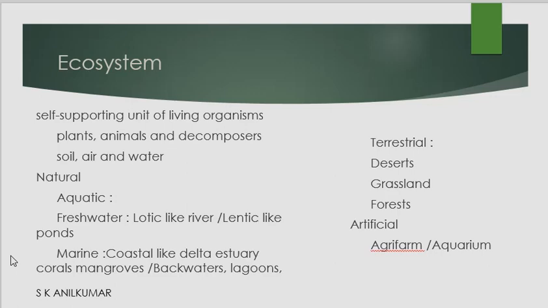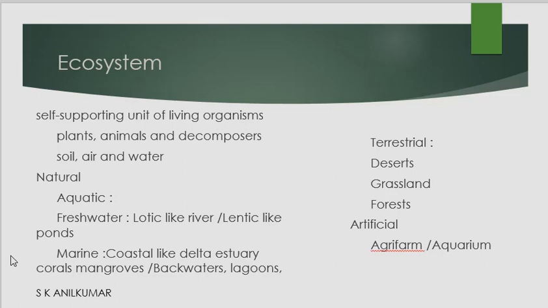Then we have terrestrial. It is not aquatic but terrestrial. What is that? On the land. What are the different land? Maybe we can say desert is one type of ecosystem, grasslands are one type of ecosystem, forests are one type of ecosystem. Because to call it an ecosystem, you need a self-supporting unit of plants and animals and decomposers living on a particular type of soil, air and water.